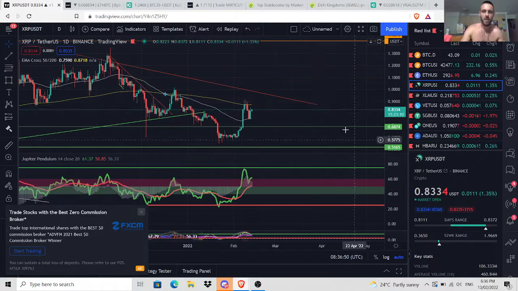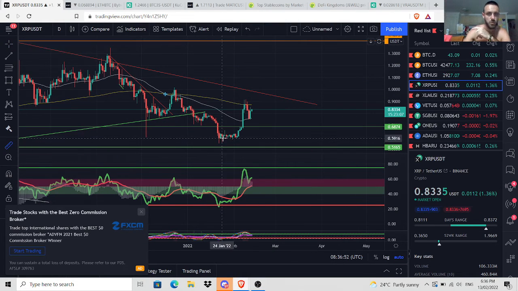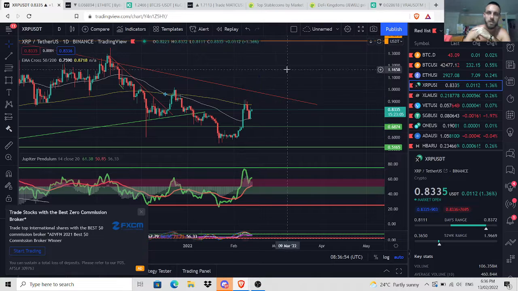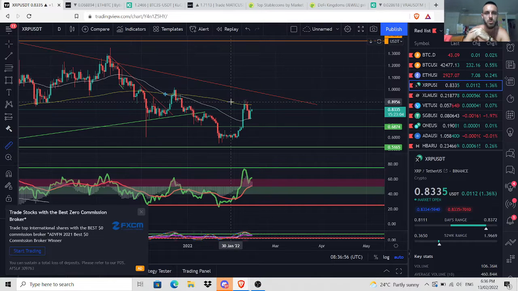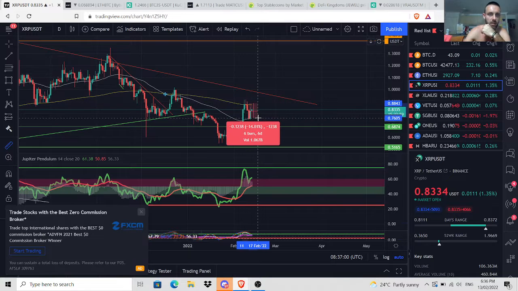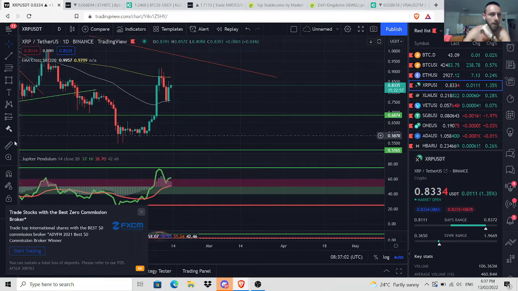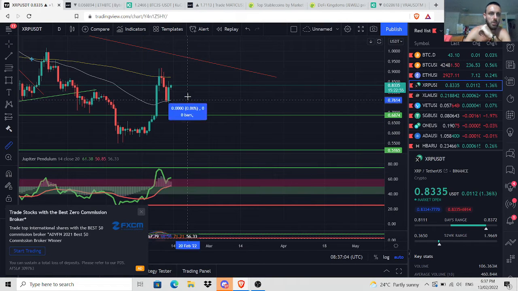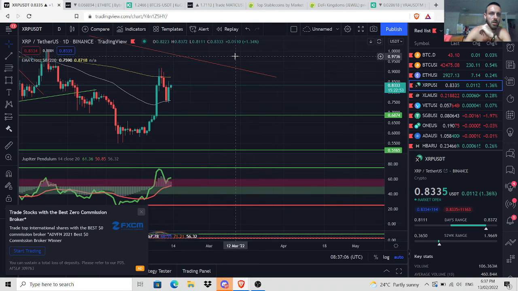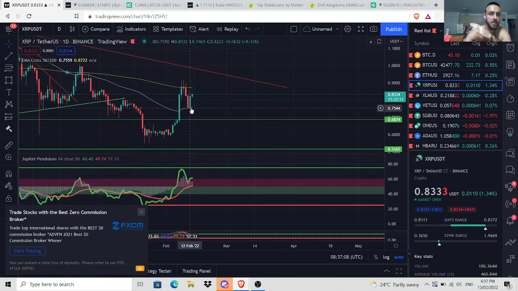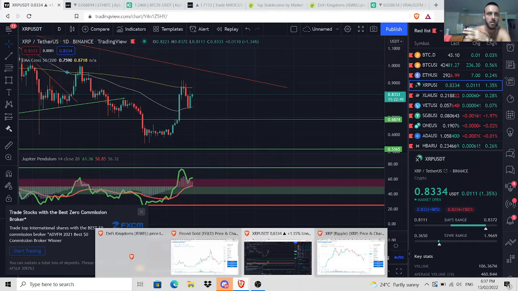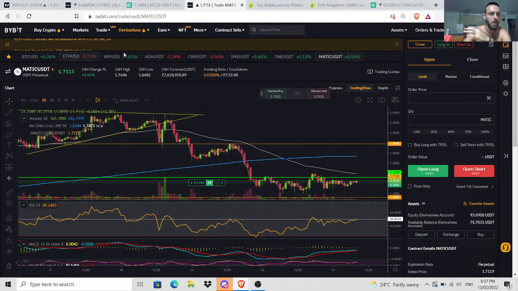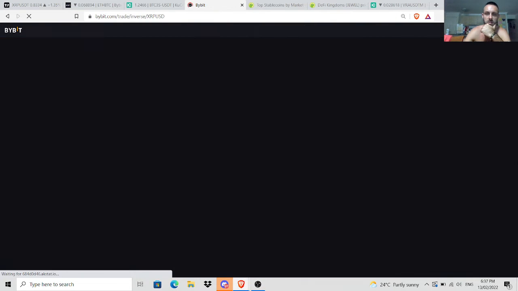XRP, my baby. First of all, we had a massive bullish run. Okay? 47%. That was juicy. We wicked on the 200-day moving average and we pulled back. Okay, 15%. But what happened? We immediately got a bullish engulfing candle. Alright? And I bought here at this level on Bybit. And I'm sitting in some juicy profits.